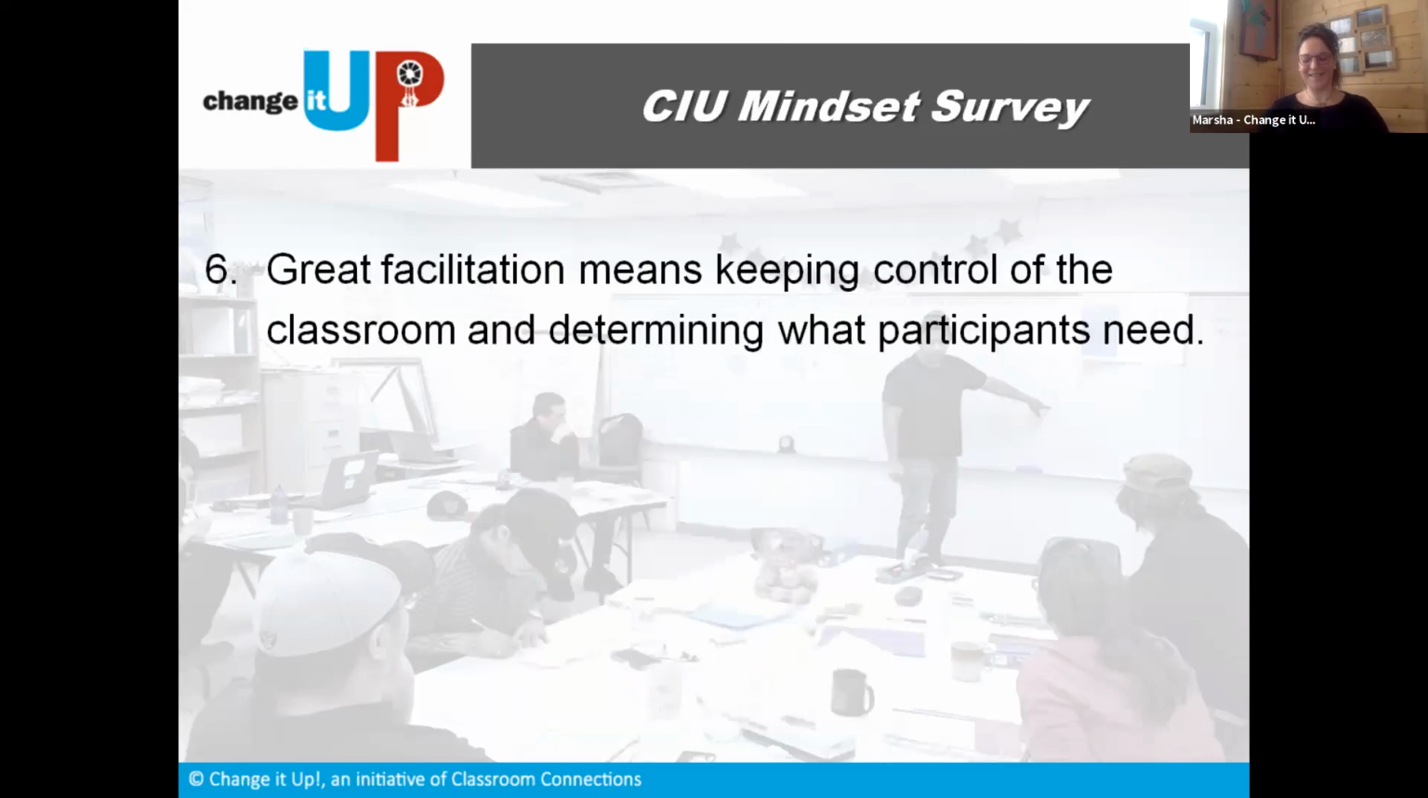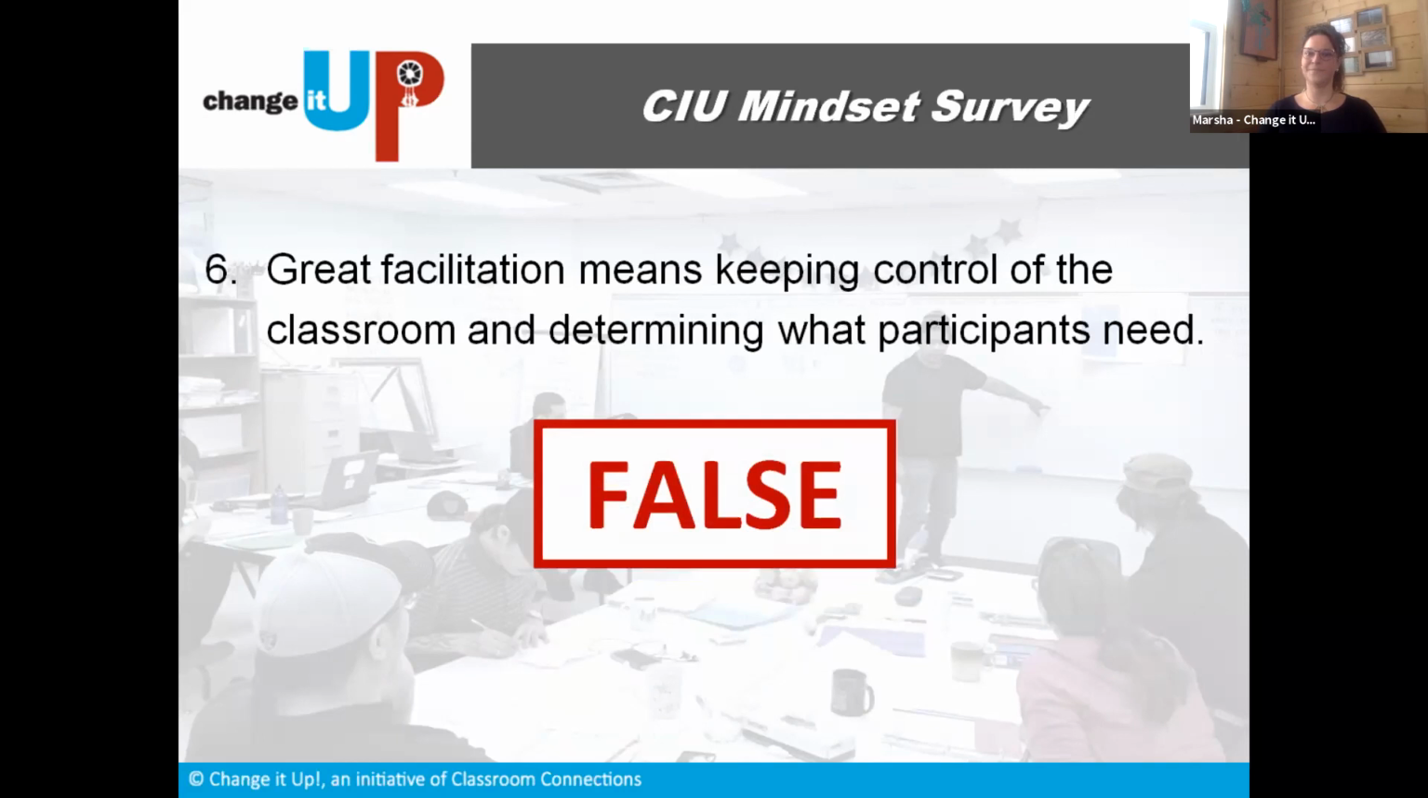All right, and number 6. A great facilitator is in control of determining what participants need. Okay, false. Yeah, exactly. So those of you that answered false, you're right. So the 2 trick words in there were the word control and the word determining. So a great facilitator is there to help bring out the learning of the people that are in front of them. They're not in control of what's going on, and they definitely don't determine exactly what participants need.